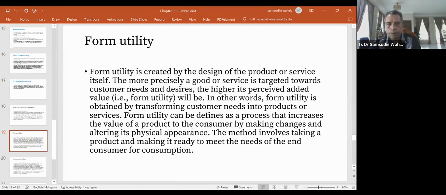So form utility can be defined as a process that increases the value of a product to the consumer by making changes and altering its physical appearance. The method involves taking a product and making it ready to meet the needs of the end consumption.